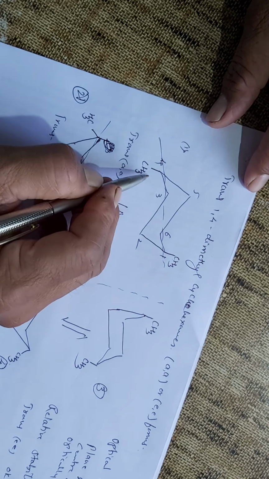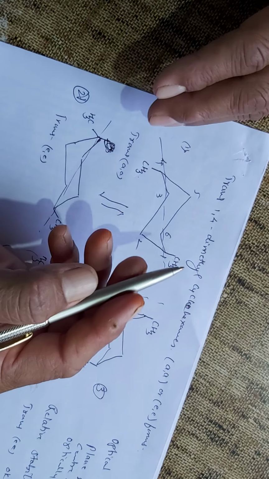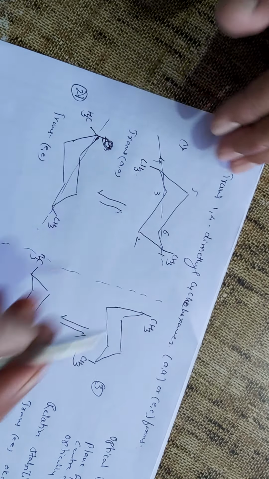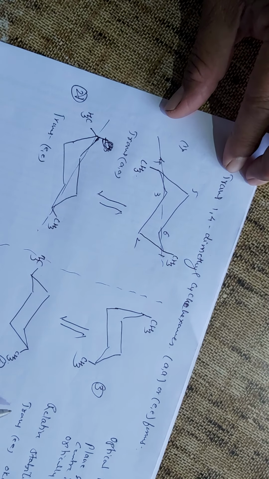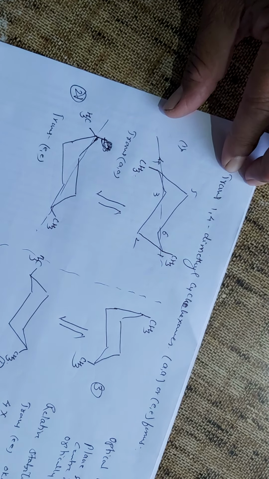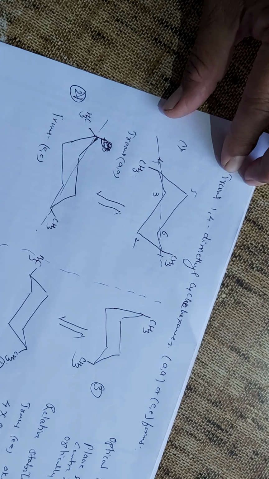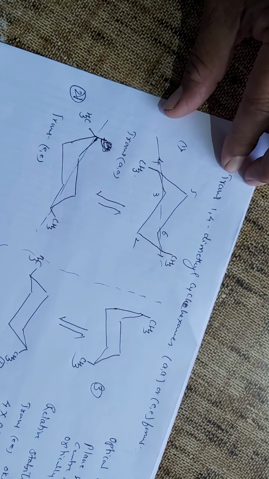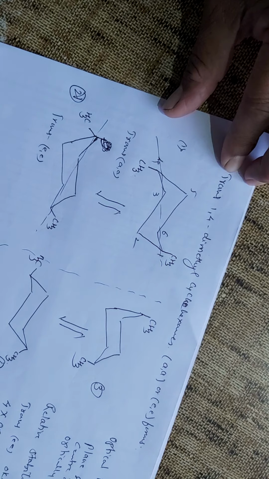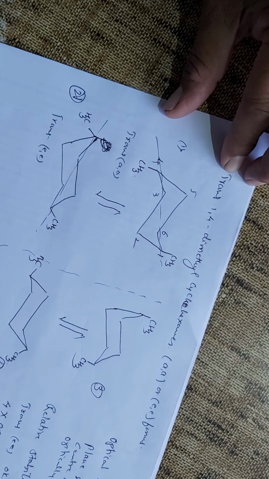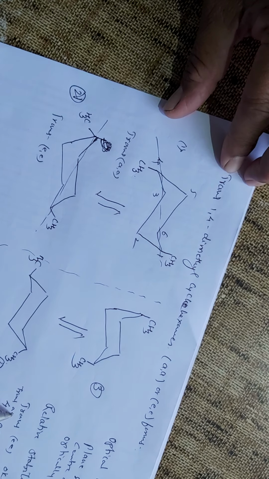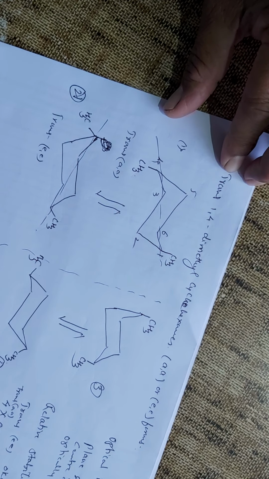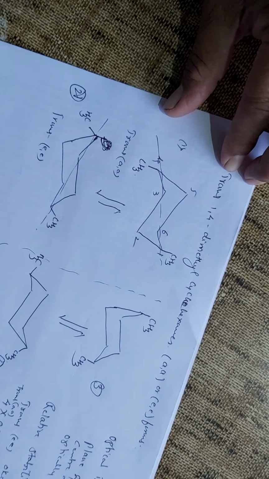Whereas when both the groups are axial and directing in opposite directions, above the plane there are two butane gauche conformations, and below the plane there are two butane gauche conformations. In all there are 4 butane gauche conformations, contributing 4 into 0.9 kilocalories, so the overall energy of this trans axial axial is 3.6 kilocalories per mole.